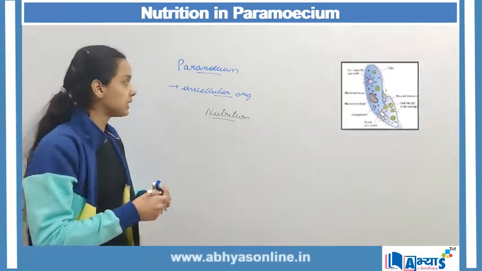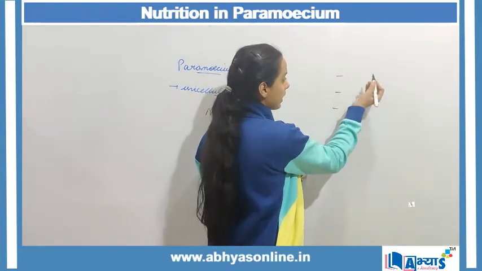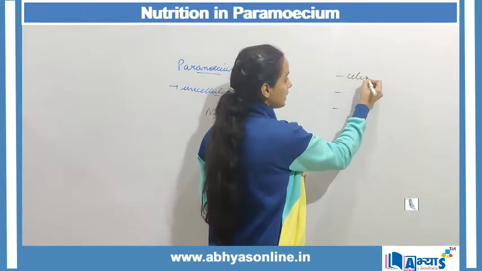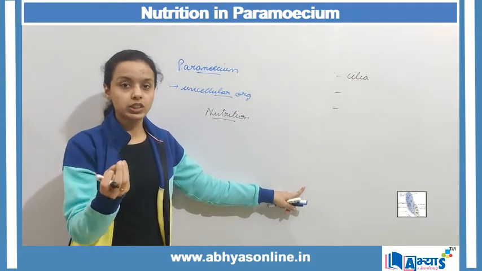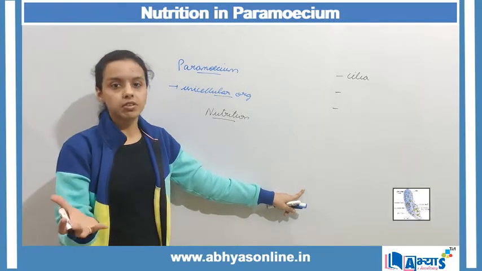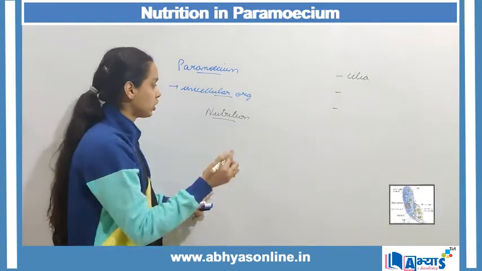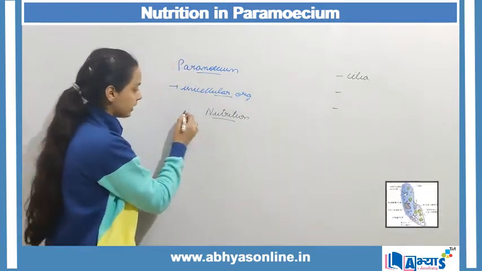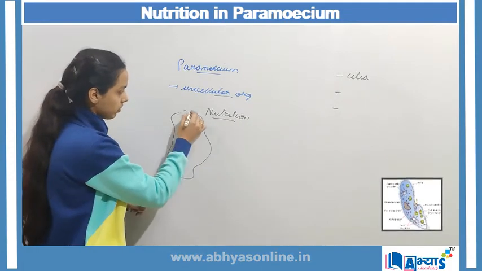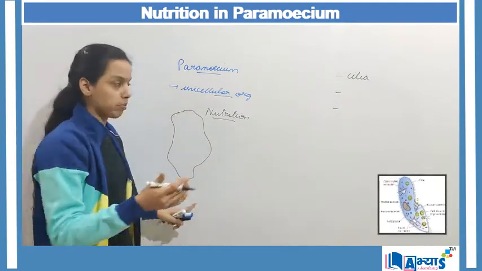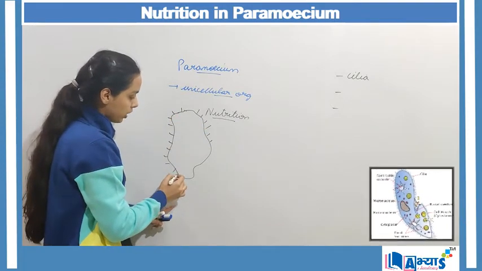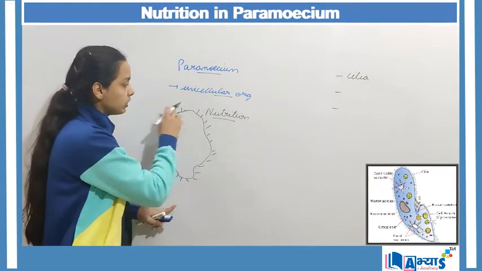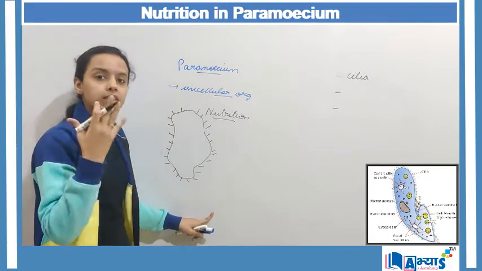So paramecium basically contains three different parts. The first is referred to as cilia. Basically cilia are the hair-like projections on the outer surface of paramecium. So the structure of paramecium can be shown like this. This is the irregular shape of paramecium, and we have hair-like projections on the outer body of this paramecium. These hair-like projections are known as cilia.